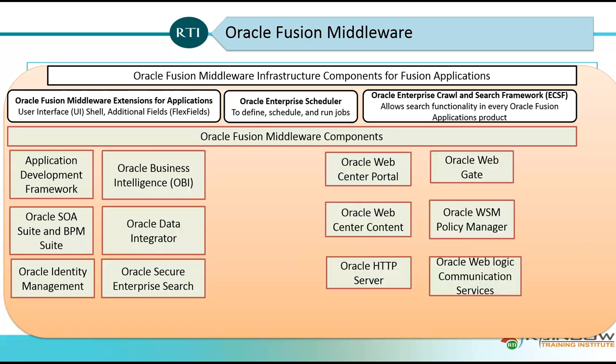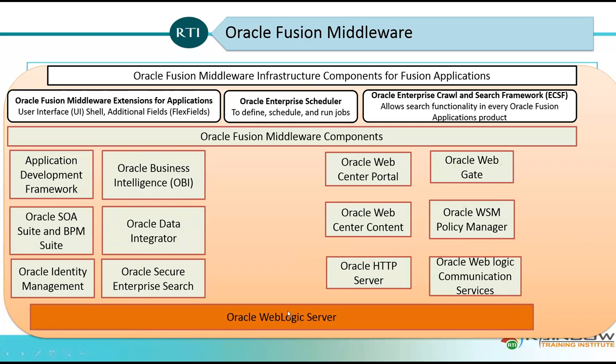And coming to the real Fusion middleware components, the first one is Application Development Framework. As I spoke, all our Java applications will be created using the Application Development Framework, and we can deploy it on the Oracle WebLogic server. And Oracle SOA Suite, as I said, is a major middleware component which controls the flow between all the applications. It also acts as a service bus between Fusion middleware infrastructure components, Fusion middleware components, and the Fusion applications.